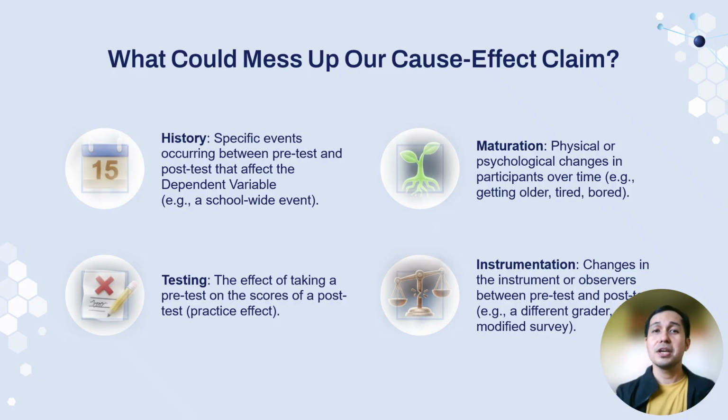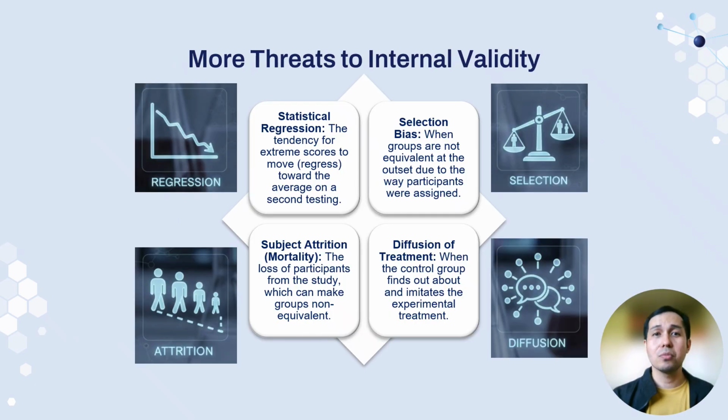Or instrumentation. Did the measuring instrument change? For example, if a grader becomes more lenient over time, or if you use a different version of the test for the posttest. Here are more critical threats to internal validity. One is statistical regression. This is the tendency for subjects who score very high or very low on a pretest to score closer to the average on a posttest, just by chance. Or selection bias. This is a big one for classroom experiments. It occurs when the groups are not equivalent at the onset because participants were not randomly assigned. Or subject attrition, or mortality.